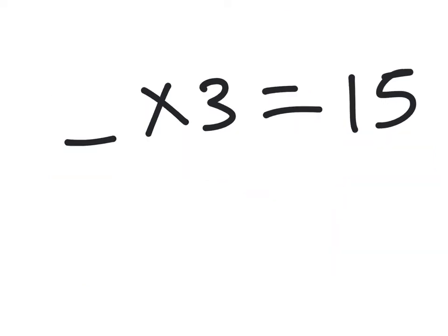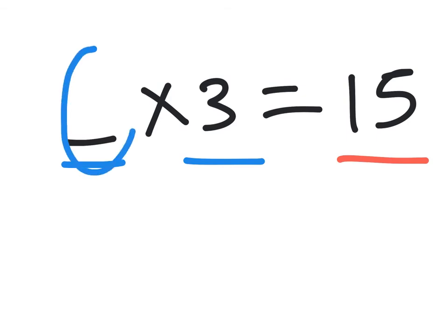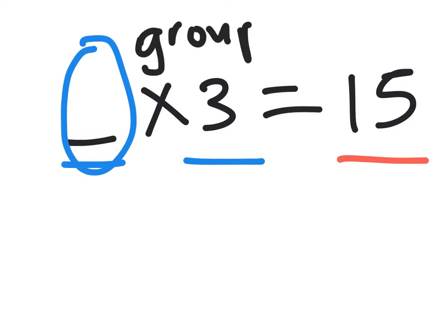In our next equation, we have a factor here, and a product. As you see, we're missing a number. So one is our unknown number. Which one is it? You're right, it's our first factor. We are missing our first factor. So here, it means we have blank groups of 3. Remember, that's always groups of. So blank groups of 3. That means there are 3 items in each group, and there's 15 in total.